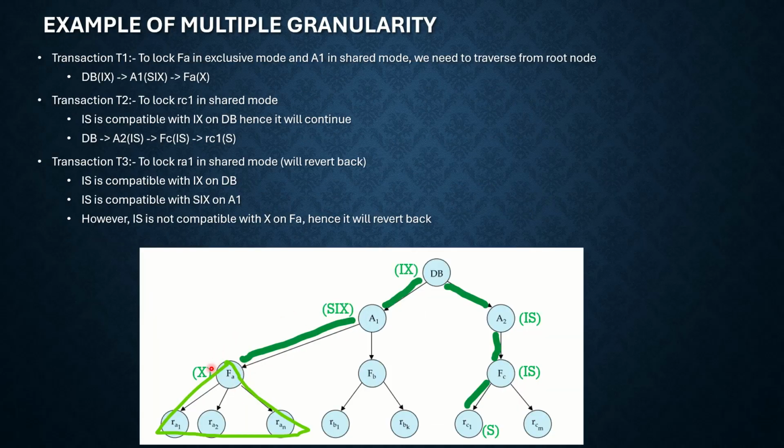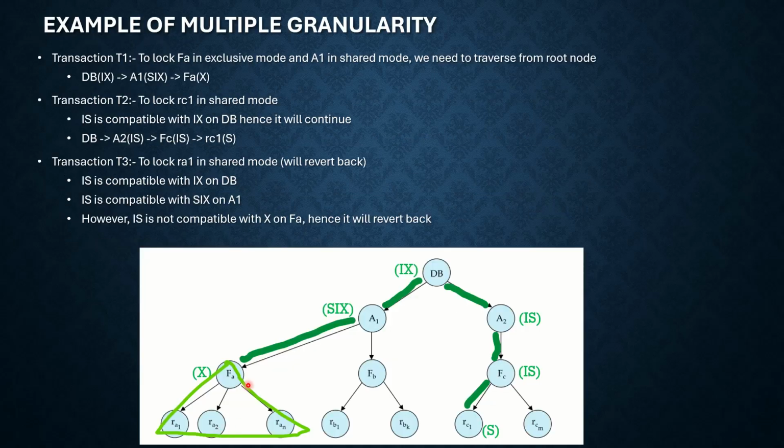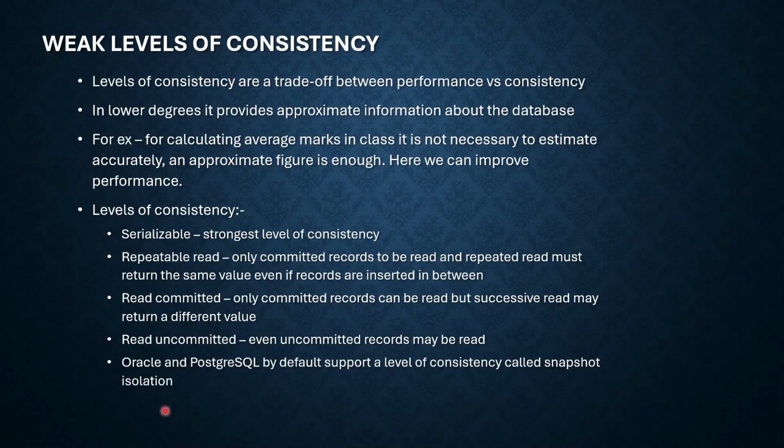Now it will come here and try to put an IS lock. When it tries to put an IS lock here, it will see that there is already an exclusive lock here. By the compatibility chart, IS and X are not compatible with each other. So here I have also written that IS is not compatible with X on FA, hence it will be reverted back. So transaction T3 will be reverted back here.